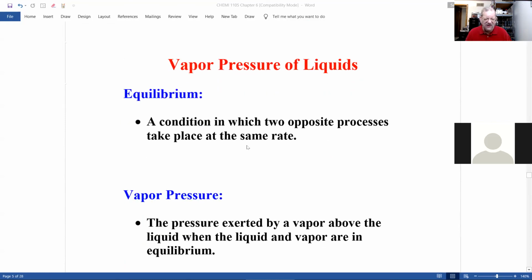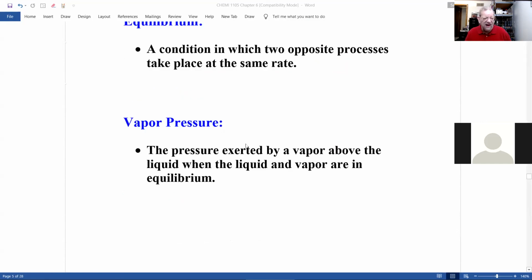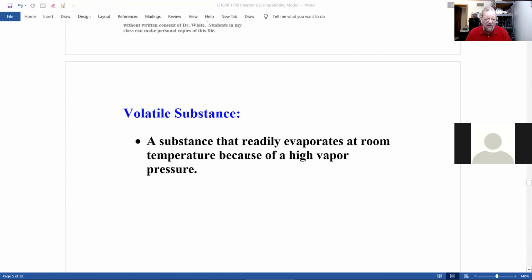And there's something called equilibrium. That's when two opposing processes happen at the same rate. And there's also a term we call vapor pressure, and that's the pressure exerted by the gas molecules coming from a liquid or solid above the liquid, in our case, when the liquid and vapor are in equilibrium. That means liquid is making vapor and vapor is condensing into liquid. And at that point, I talked about a volatile substance, which I won't ask on a test.